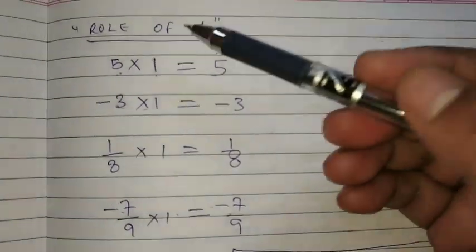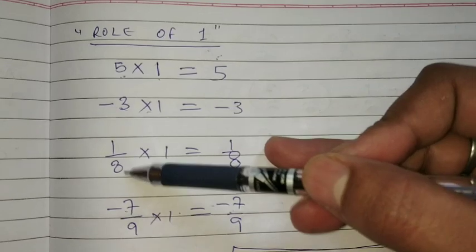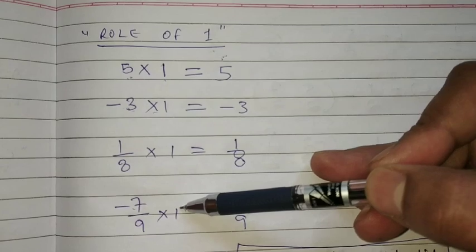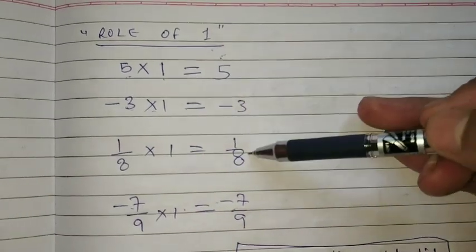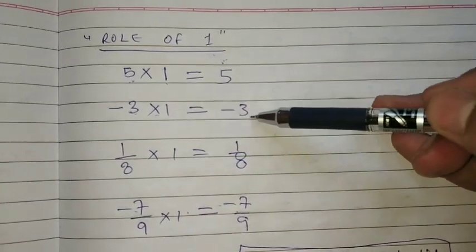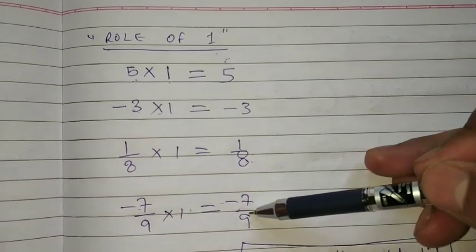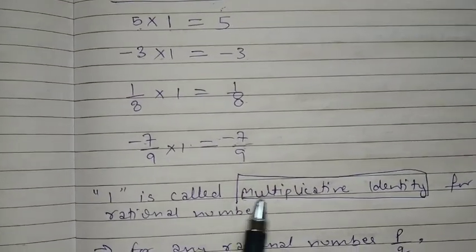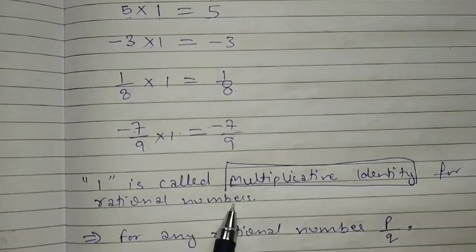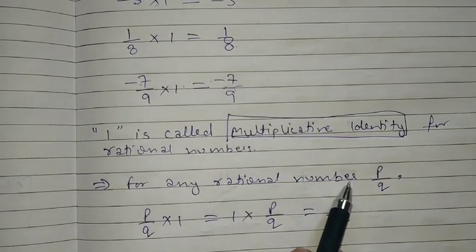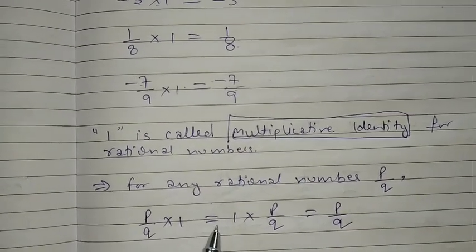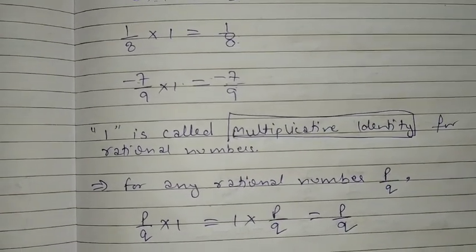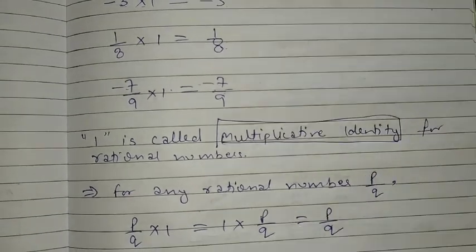Again, here we can see we have 4 rational numbers: 5, minus 3, 1 by 8 and minus 7 by 9, and we multiplied these rational numbers by 1. And what we got is the same rational number. 5 into 1 is 5, minus 3 into 1 is minus 3, 1 by 8 into 1 is 1 by 8, and minus 7 by 9 into 1 is minus 7 by 9. So thus 1 is called multiplicative identity for rational numbers. Because for any rational number p by q, p by q into 1 equals 1 into p by q, and that is equal to p by q. So here we studied about additive identity and multiplicative identity for rational numbers.